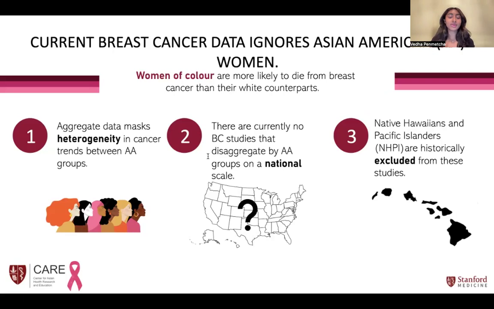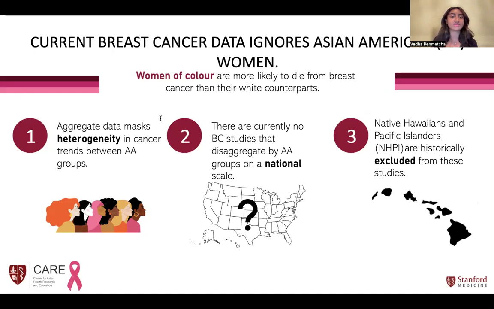So to start off, breast cancer is the second leading cause of death among women, and studies often report mortality trends in aggregate for Asians. One implication of this is mass heterogeneity of trends. On a national scale, presentation of disaggregated data is limited for Asian American and Native Hawaiian Pacific Islander groups.